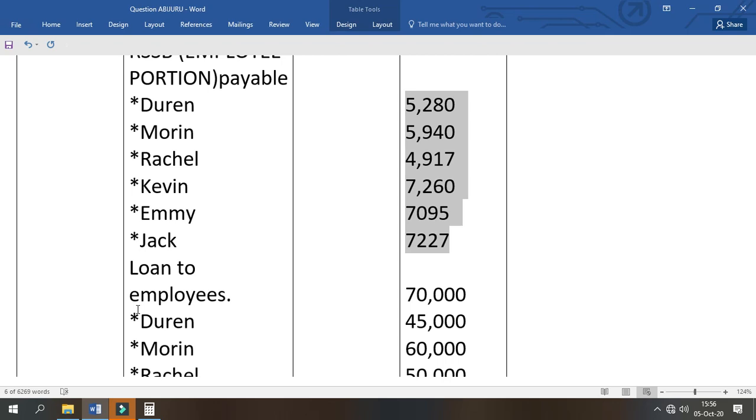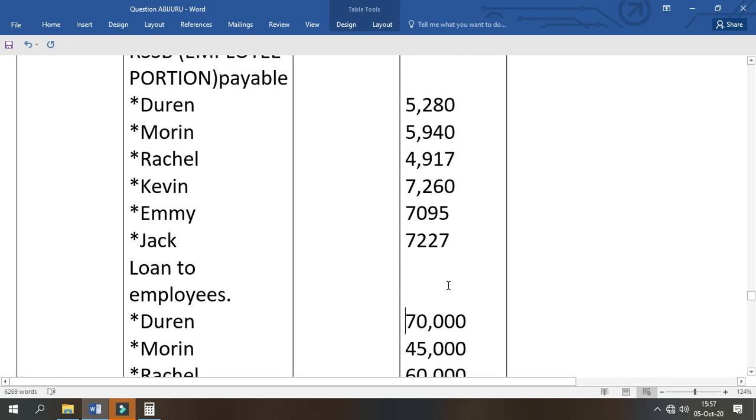So by the time you are preparing the payroll, if you have an agreement with your employee that their advance, their loan will be taken through the payroll, you are going to credit the loan to employee account that you debited by the time you gave the loan to the employees. So that's why, as you see, we are going to credit the loan.